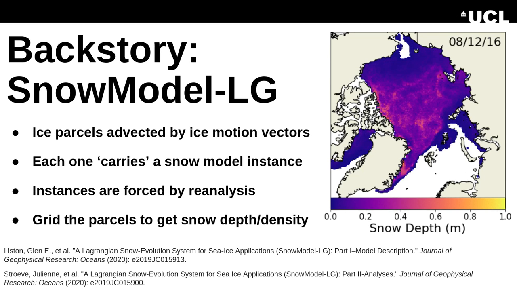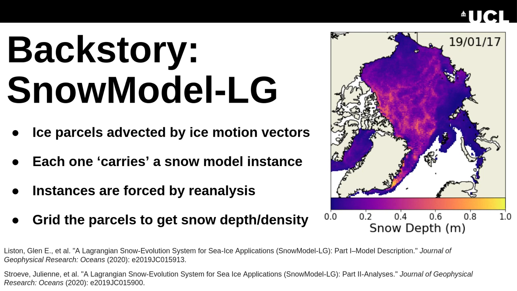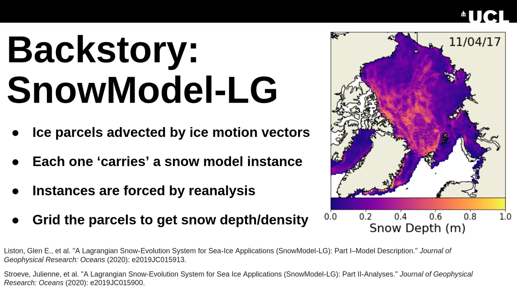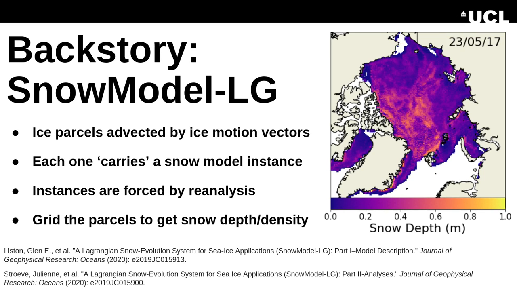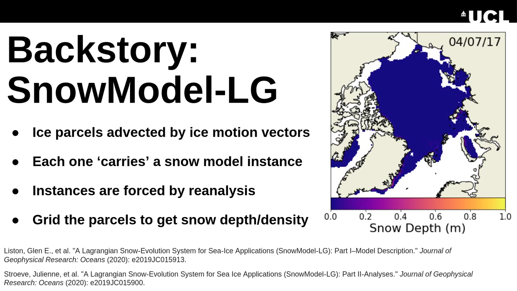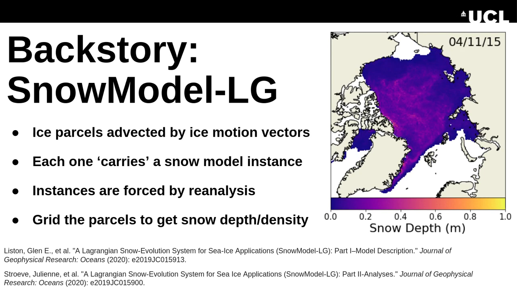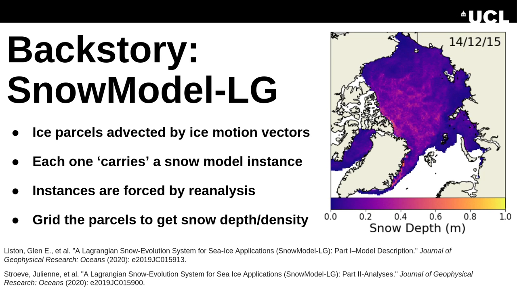This approach has a few distinct advantages. The first is that gradients in snow distributions can be maintained to a much higher level. On the right of this slide, you can see the fine spatial structure in snow depth shown by SNOWMODEL-LG. Another advantage is that the stratigraphy of the snow in each grid cell is well defined. This allows the modelling of the snow's microwave emissions.